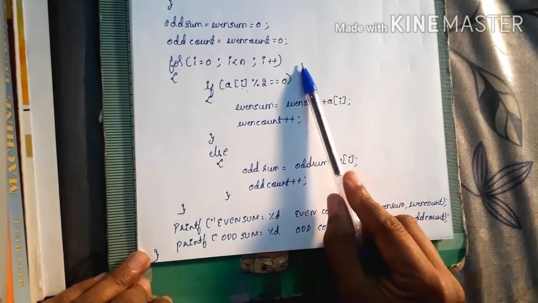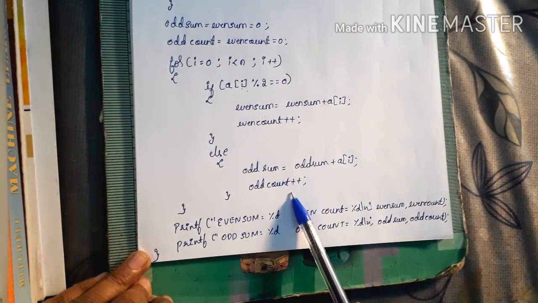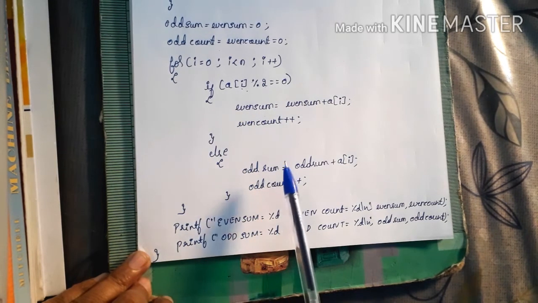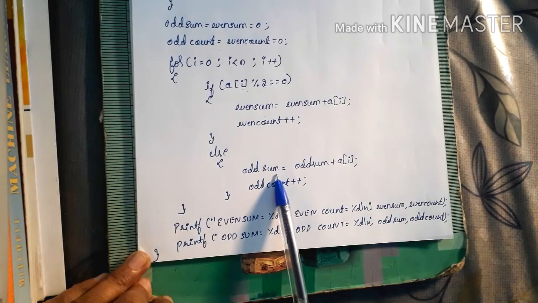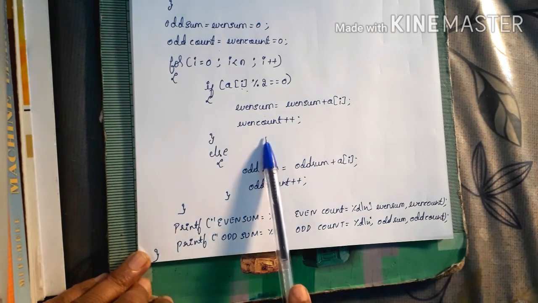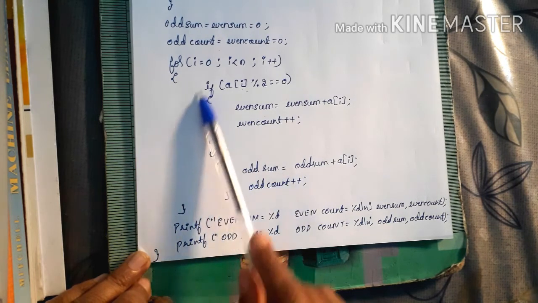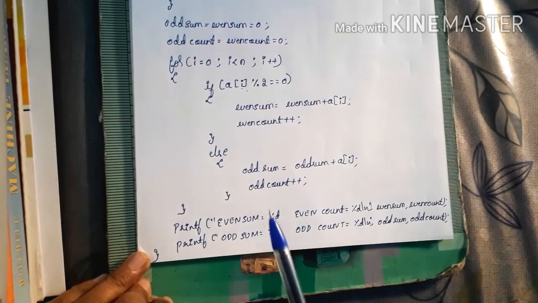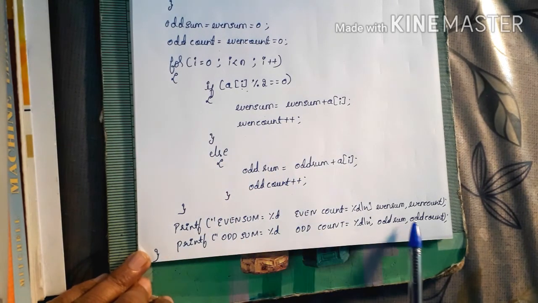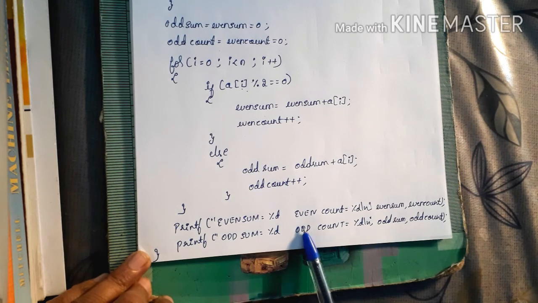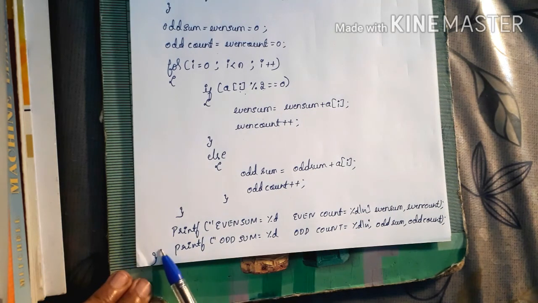When this for loop condition becomes false, the variable even sum stores the sum of all the even numbers of the array, odd sum stores the sum of all the odd numbers of the array, the variable even count stores the count of even numbers, and the variable odd count stores the count of odd numbers. So after the completion of this for loop, we just print the even sum variable value and also the even count variable value, and also the odd sum and odd count variables values. Next, end of main.